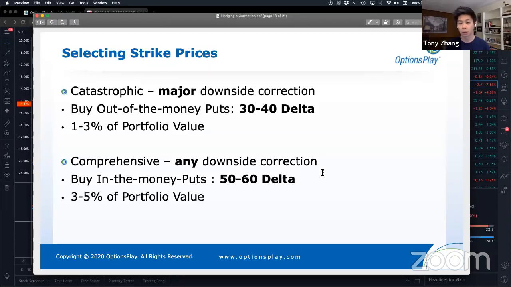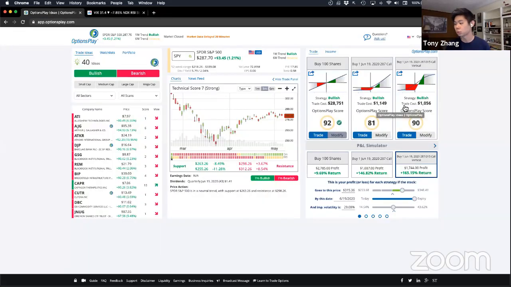How do you think about timing your portfolio? And then once you've decided that you're ready to pull the trigger on a timing portfolio, now we'll show you how to actually analyze a particular trade. And for that, we're going to go to Options Play. This is a tool that everyone has access to, either by a free trial or if you're a member.